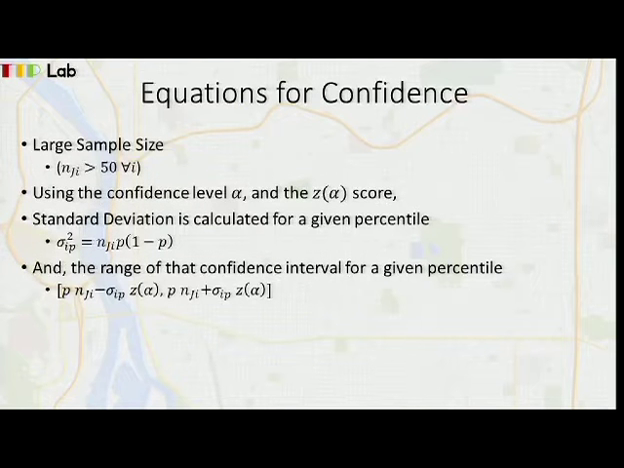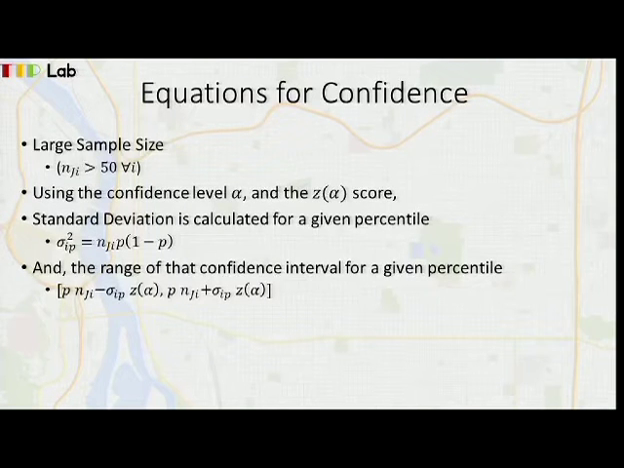For confidence, using this large sample size, we were able to pick an alpha, say 0.05, use that z-score to calculate standard deviations of given percentiles from this data set, and then use that to calculate the range of points that would be likely within that. So we have 95% confidence that our value falls within the values that we calculated.